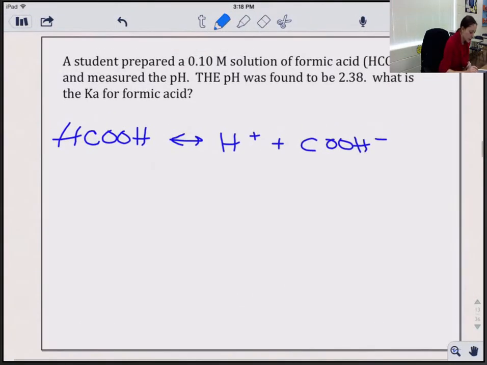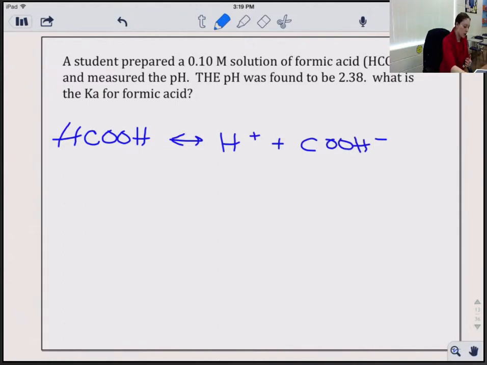All right, so now we're going to figure out our practice problem here. Okay, a student preparing a 0.1 molar solution of formic acid, and I give you their formic acid, measure the pH. The pH was found to be 2.38. I want to know what is the Ka. So here we're working a little bit backwards. Normally you're going to be given the Ka, and you're going to have your products over your reactants, and you'd solve for, say, the H plus concentration, or you'd solve for the equilibrium concentrations of something.